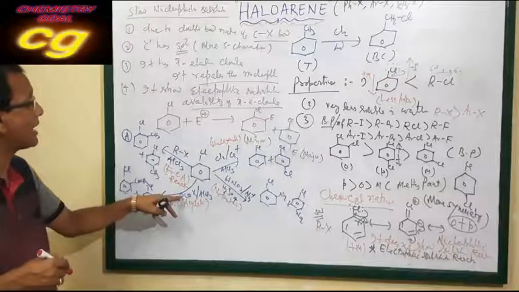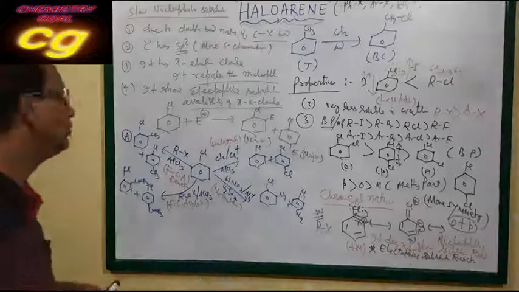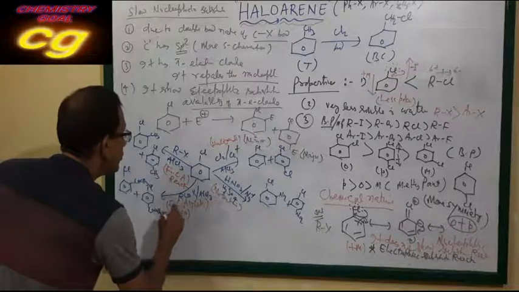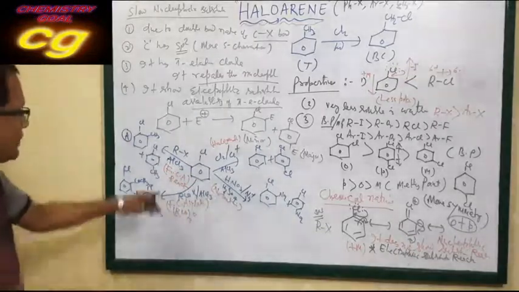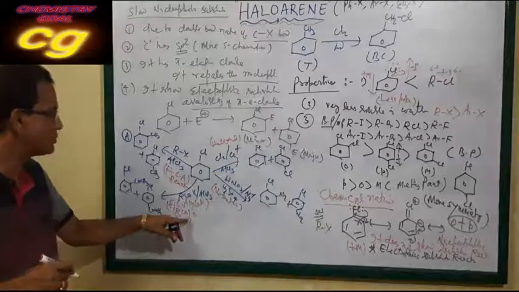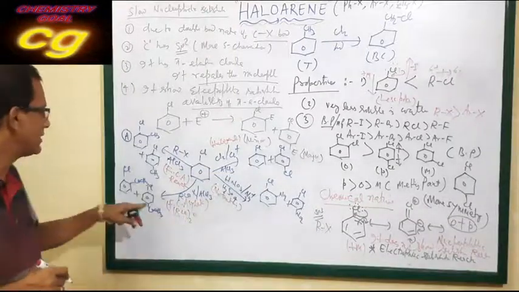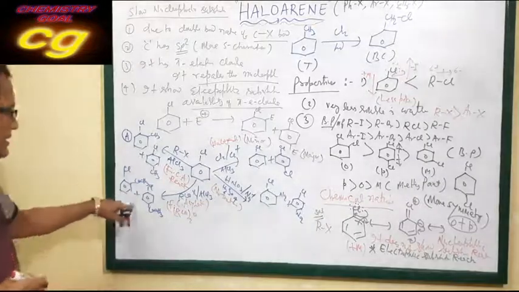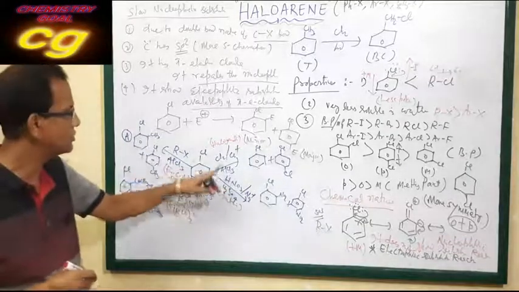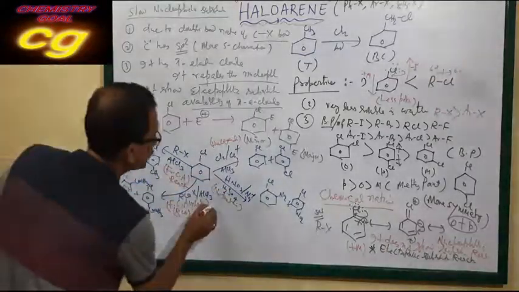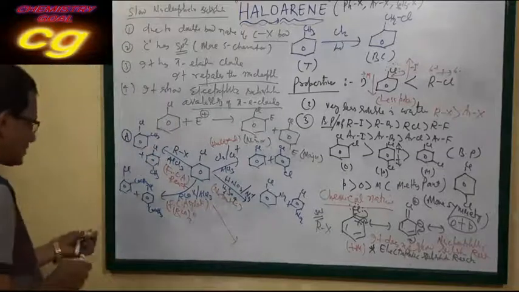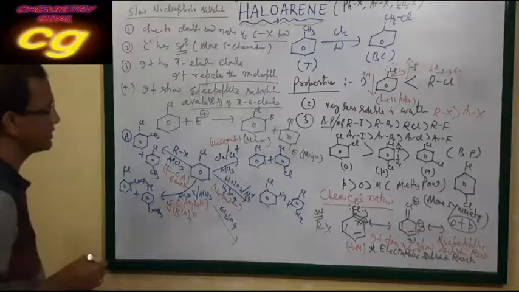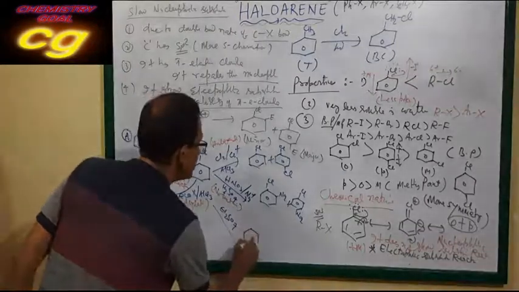But instead of RCOX, you can also use (RCO)2O, that is an anhydride. If you use an anhydride, you will also get acetylation. This is called acylation, where the acetyl group is substituted. So acylation, alkylation, nitration, halogenation, and sulfonation is also possible. For sulfonation, you can use sulfuric acid. If you use concentrated sulfuric acid, the product is the sulfonation product.